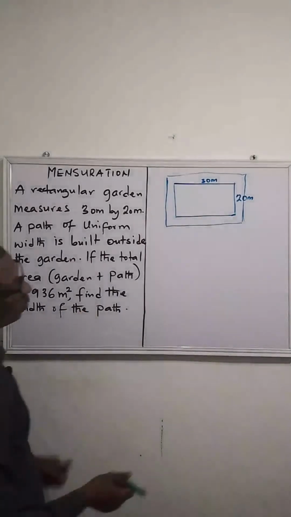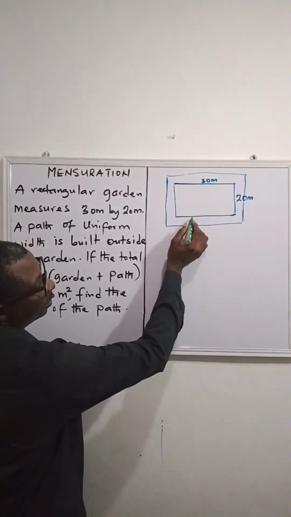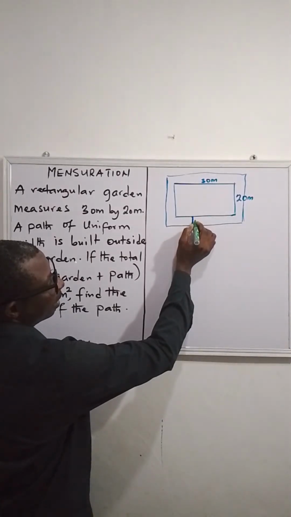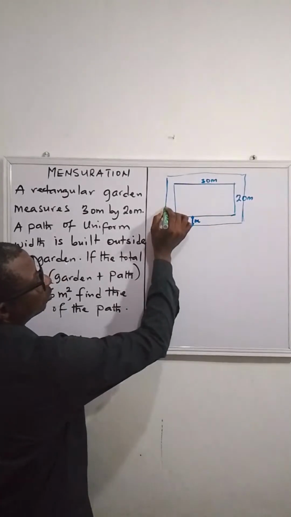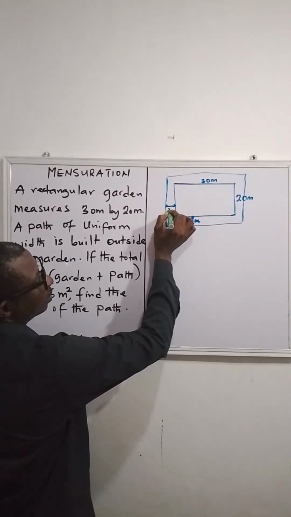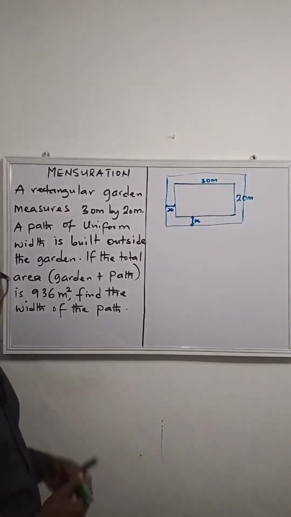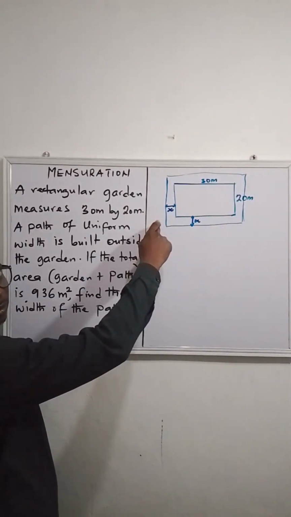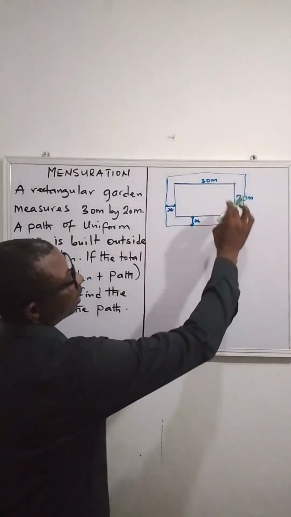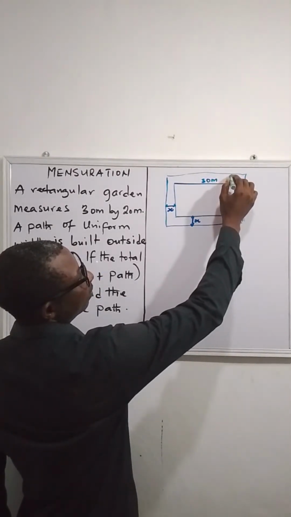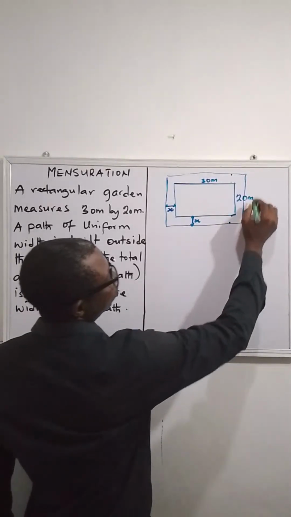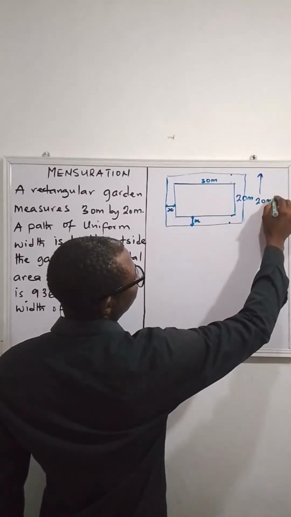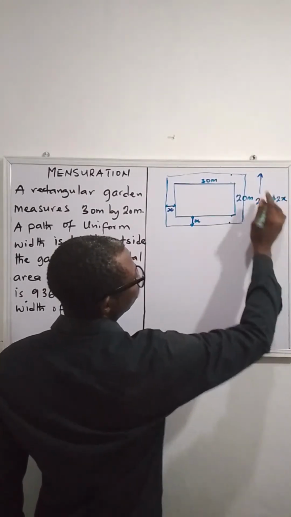So now, what is the width? The width of the path is the distance between this end here and this. So now we can represent that with x. The same thing also applies to this now. This is also x. Okay, can we describe the new breadth now, including the paths? So now, since you know that this is 20, and up here we have x, down here we have x. So the length here is going to be 20 meters plus 2x. Okay, 20 meters plus 2x.